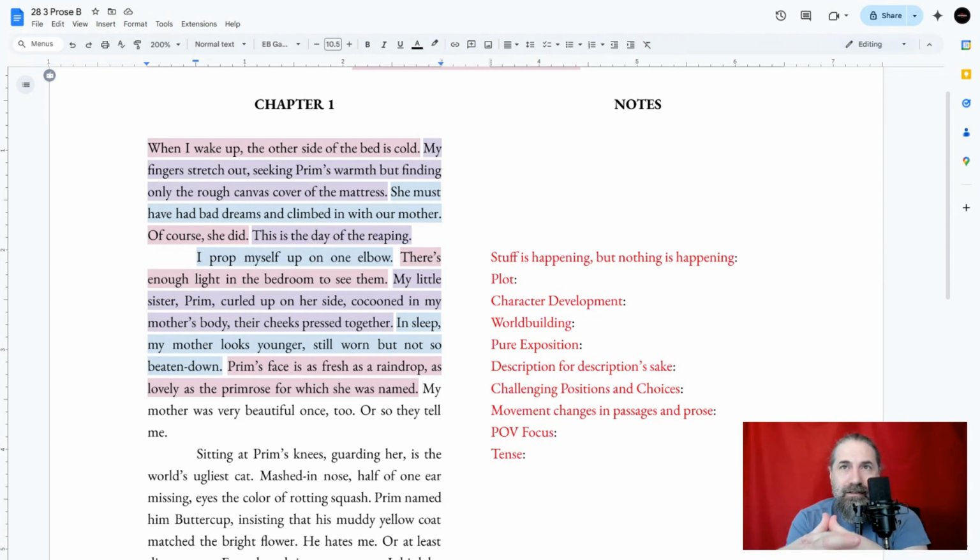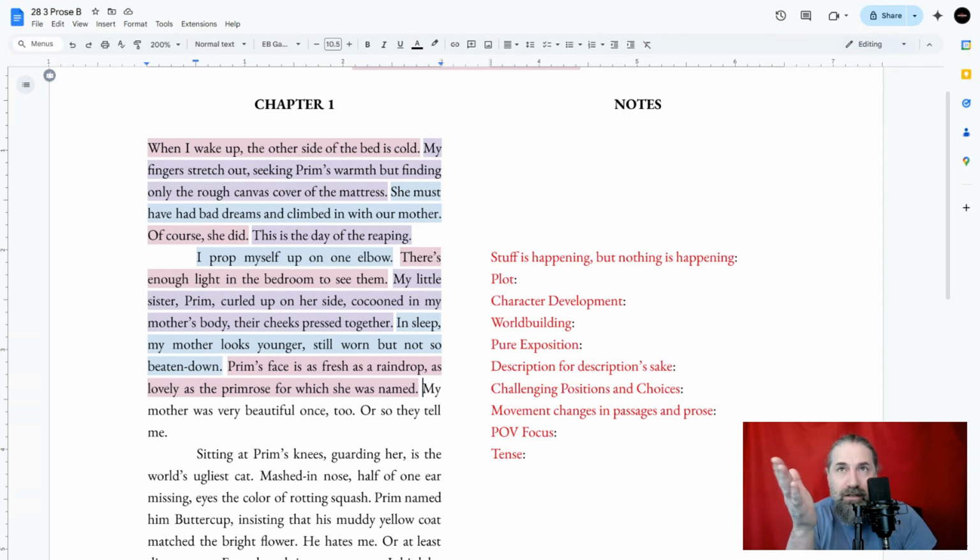Because today is the reaping. So everything has narrative purpose. Each line has a narrative purpose and a movement into the next line. They all work in conjunction with each other. I prop myself up on one elbow, and instead of saying she looked across the room or she saw her mom with her sister, we go through the experience. There's enough light in the room to see them.